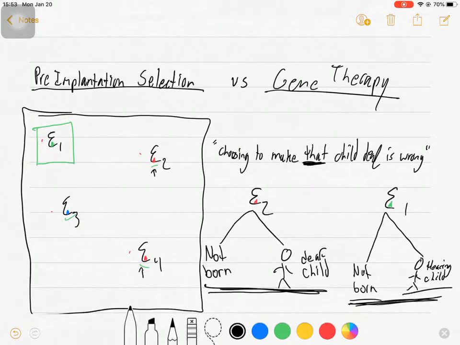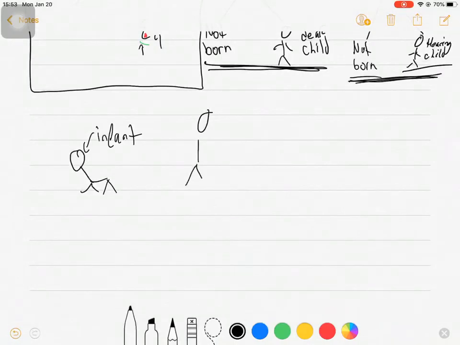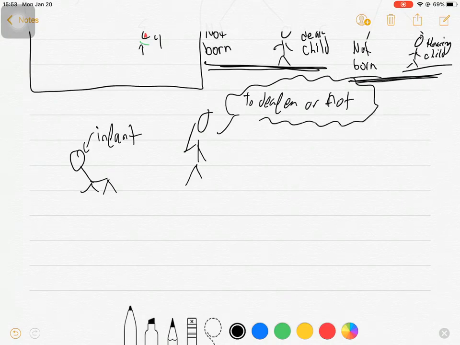We're not taking, say, an infant, here's an infant, and then going to deafen or not. That would be a very distinct case, because that's taking an infant that can hear and then forcing them to not be hearing.